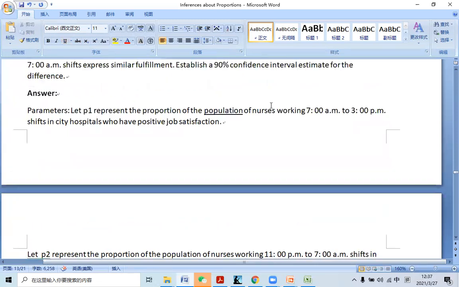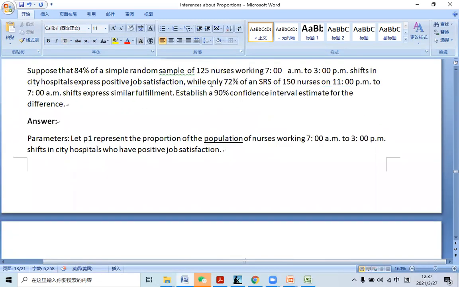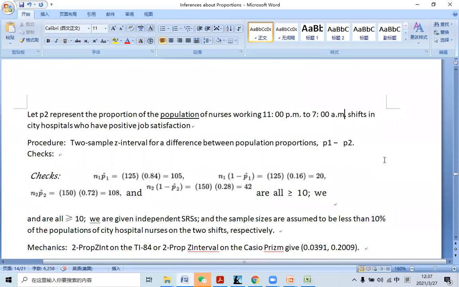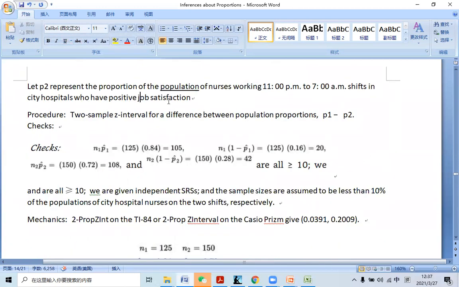We're not talking about the sample of 125 nurses. We are talking about all nurses who work the day shift. And then proportion 2, P2, is a proportion of the population of nurses working on the night shift that are positively satisfied with their jobs. These are the two proportions we are concerned with.